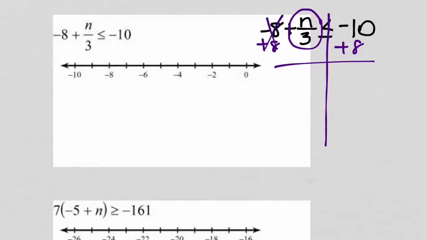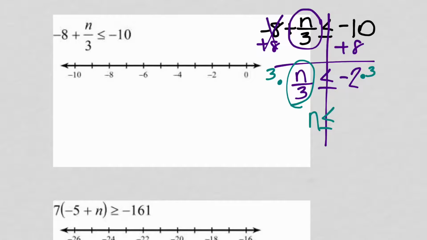That goes away, and I have n divided by 3. My sign still is less than or equal to because we didn't have to flip it because we didn't multiply or divide by a negative. Negative 10 plus 8 is still negative 2. Circle what I'm solving for. How do I get rid of a divide by positive 3? I multiply by positive 3.